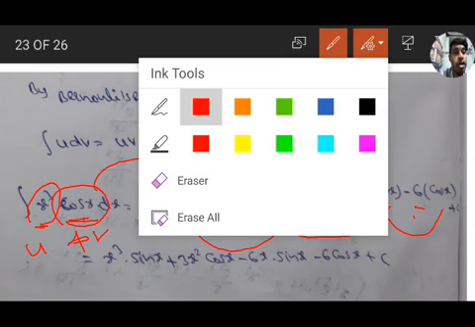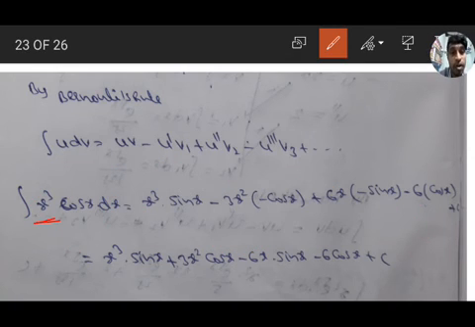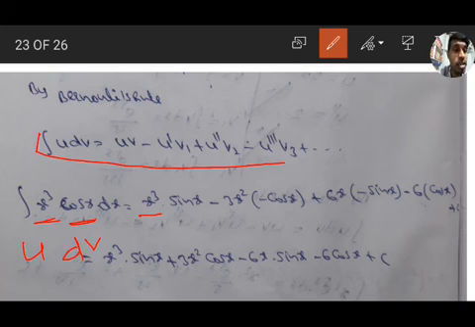One more time I will repeat. x cube is u and cos x is dv. We are taking the first function, u equal to x cube, an algebraic function, and cos x as dv. So first write u and v. No need to remember this formula directly. We can write u equal to x cube.